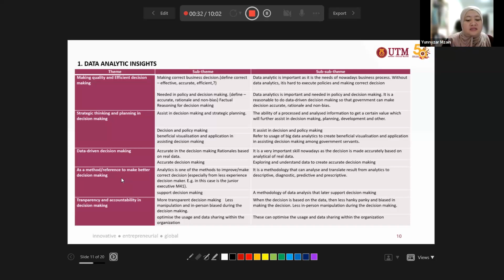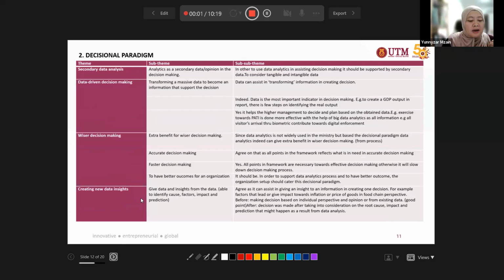So prior to the interview sessions, a total of 5 themes had been created, which include making quality and efficient decisions, strategic thinking and planning in decision making, data-driven methods of reference, and transparency and accountability in decision making. Under this digital paradigm, it is very focal to facilitate decisions. Hence, this topic covers 4 themes, including secondary and data analysis, data-driven decision making, which includes wiser decision making, as well as creating new data insights.